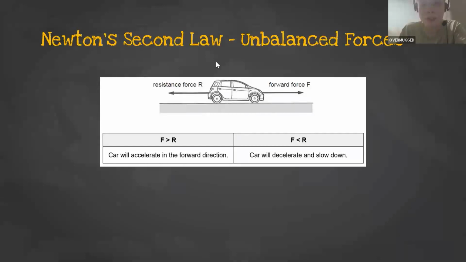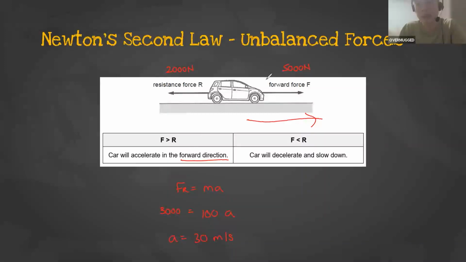Okay, so let's look at some application of this. What if my forward force is greater than my resistive force? F is greater than R. My car will accelerate in the forward direction. So let's use some numbers. Let's say my forward force is 5,000 newtons. My resistive force, let's say, is 2,000 newtons. According to the formula, Fr equals ma. What is my resultant force? 5,000 newtons minus 2,000 newtons, 3,000 newtons to the right. Let's say my mass of this car is 100 kg. My acceleration will be 30 meters per second squared. And this is positive acceleration, which means that the car will accelerate towards the right or forward direction.